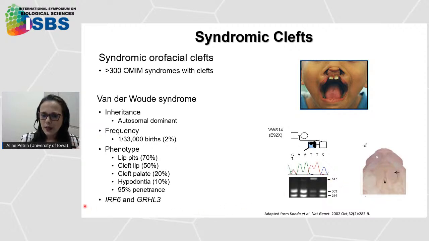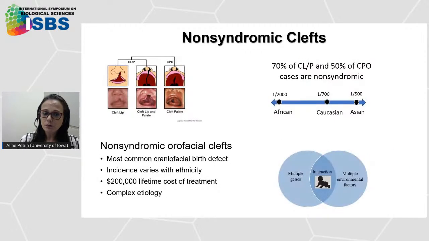One interesting fact about IRF6 is that coding mutations cause the syndromic form of clefting, and non-coding mutations in the same gene contribute to non-syndromic cleft lip and palate. So it's a perfect example of how the study of syndromes can be a surrogate to discover etiological factors for non-syndromic cleft lip and palate.